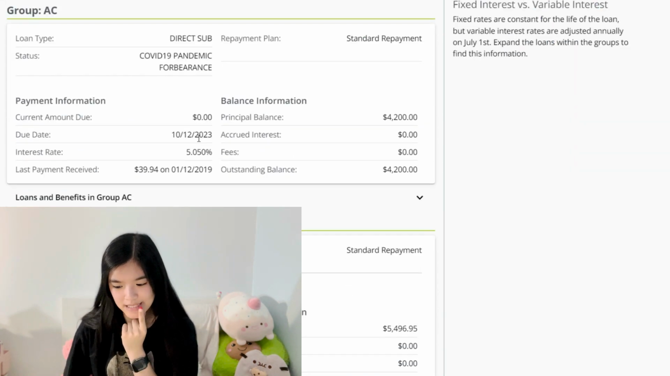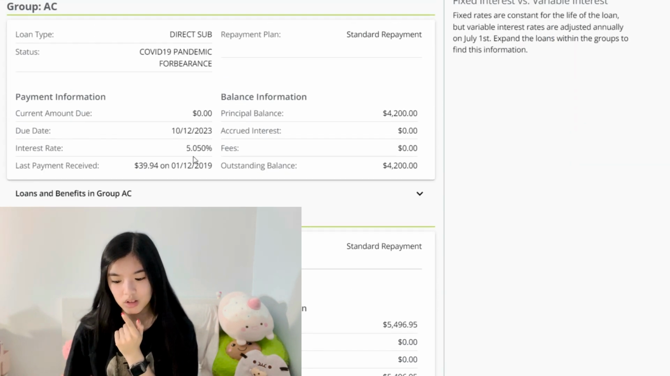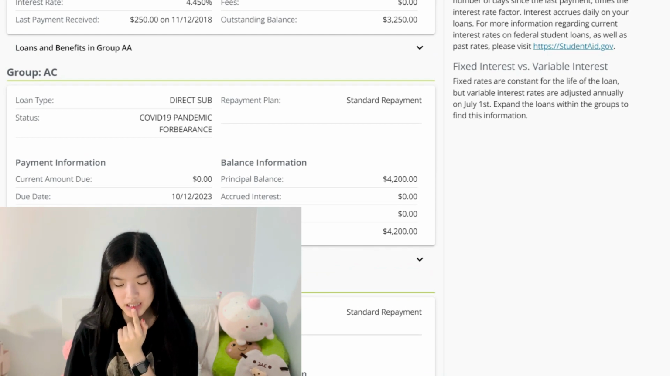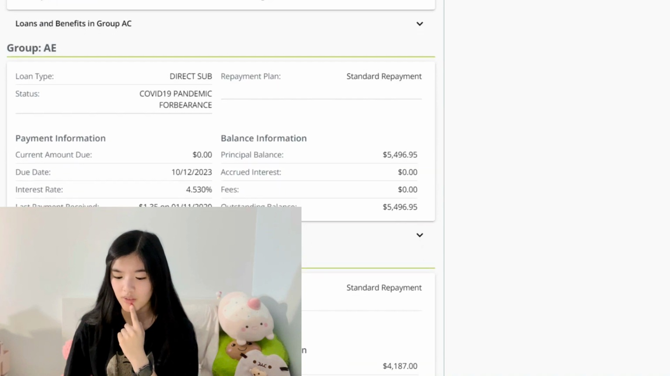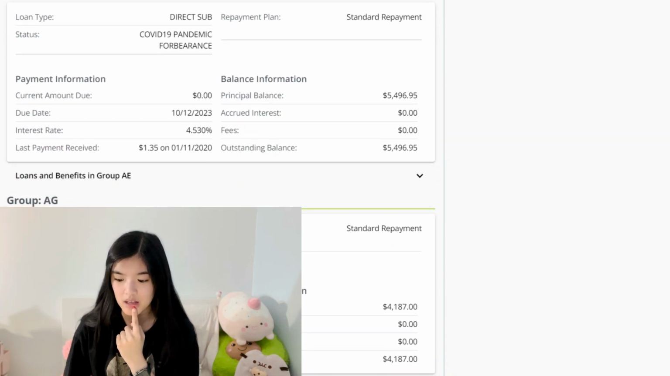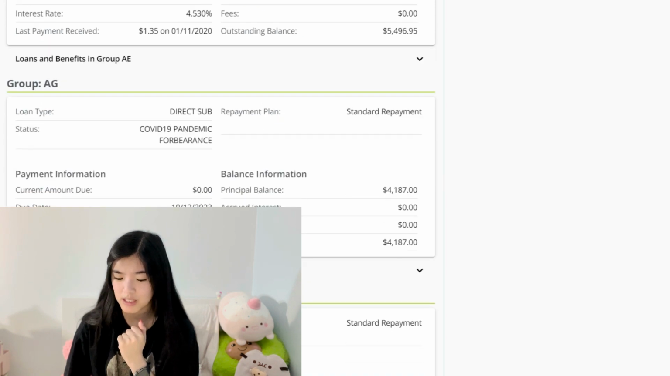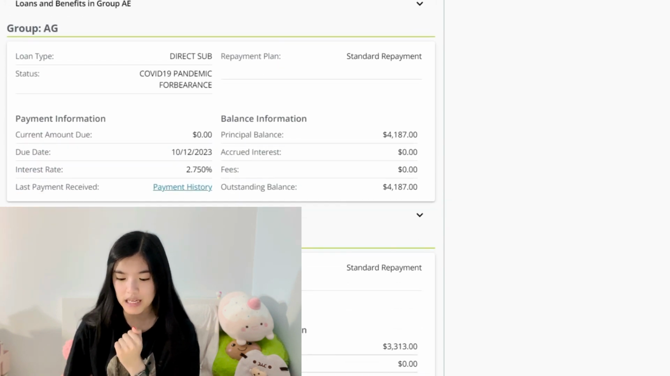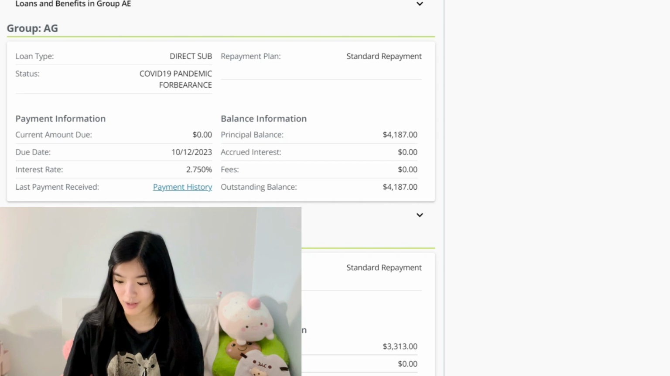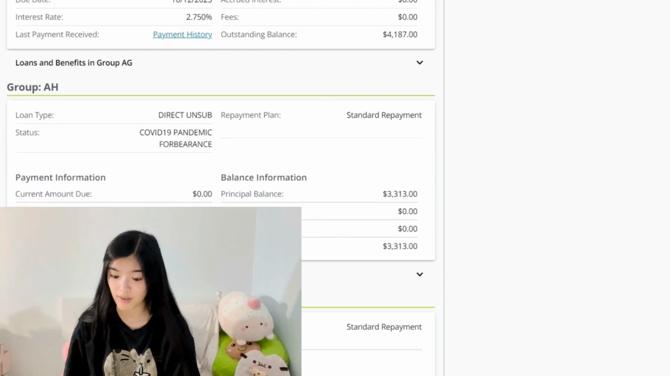Okay, group AC, I have $4,200, which is at a 5.05% interest rate. This one is one of the higher ones, as well as the last one I want to pay off. Group AE is $5,496.95, which is 4.530%. Group AG is definitely lower than the rest. It's $4,187, but the interest rate is 2.75.